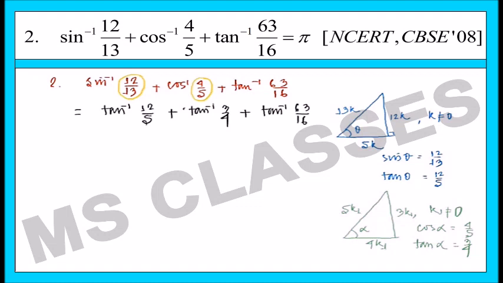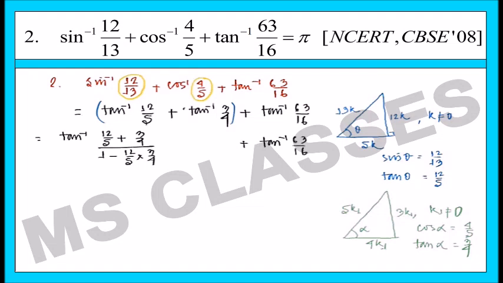Now we will apply here the tan inverse of x plus tan inverse of y formula. So what we get here: tan inverse of (12 by 5 plus 3 by 4) divided by (1 minus 12 by 5 into 3 by 4), plus tan inverse of 63 by 16.